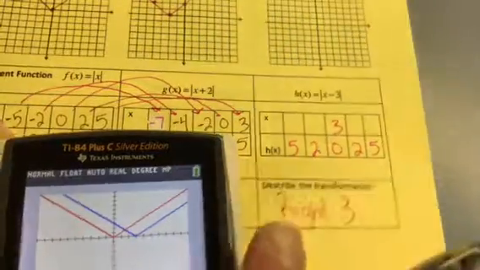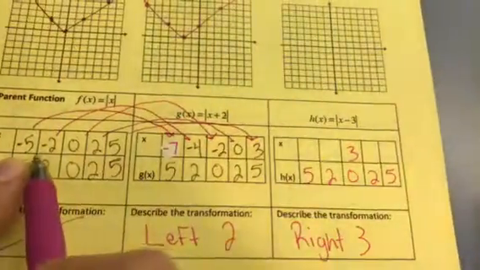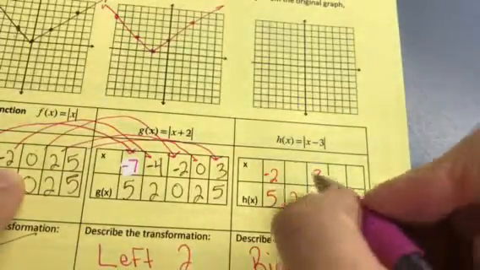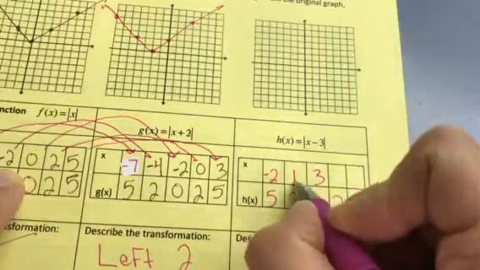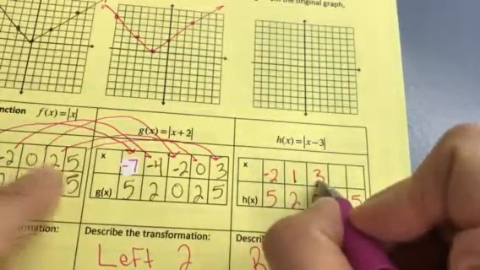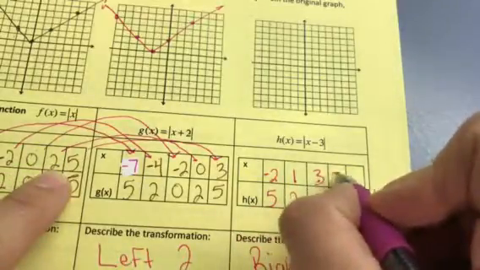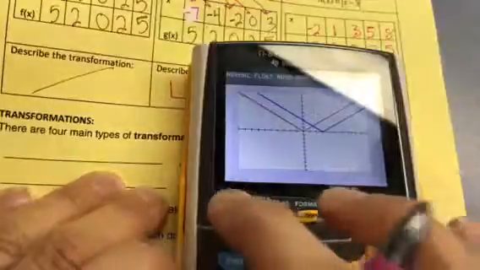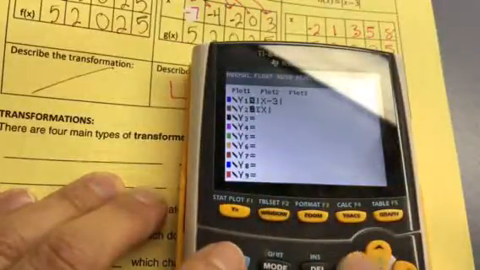So if I just take these values and I take -5 and I add 3, I should have a -2. If I have a -2 and I add 3, I should have a 1. The 0 adding 3 is this 3. If I have the 2 and add 3, I should have 5. And if I have 5 and add 3, I should have 8. So when I look at my table, I should see these values popping up.